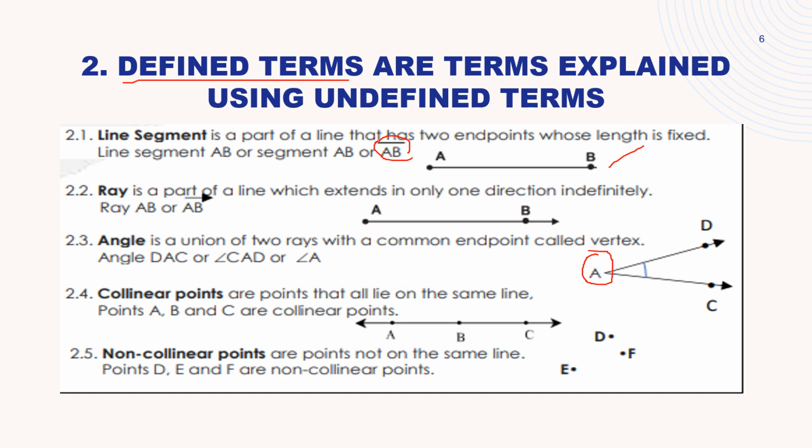Okay. Then we have collinear points. Collinear points all lie on the same line. Points A, B, C are collinear points. All right. Non-collinear points are points not on the same line, like for example, the points D, E, F. D does not belong to a single line here. That's why they are called non-collinear points. All right. Next.